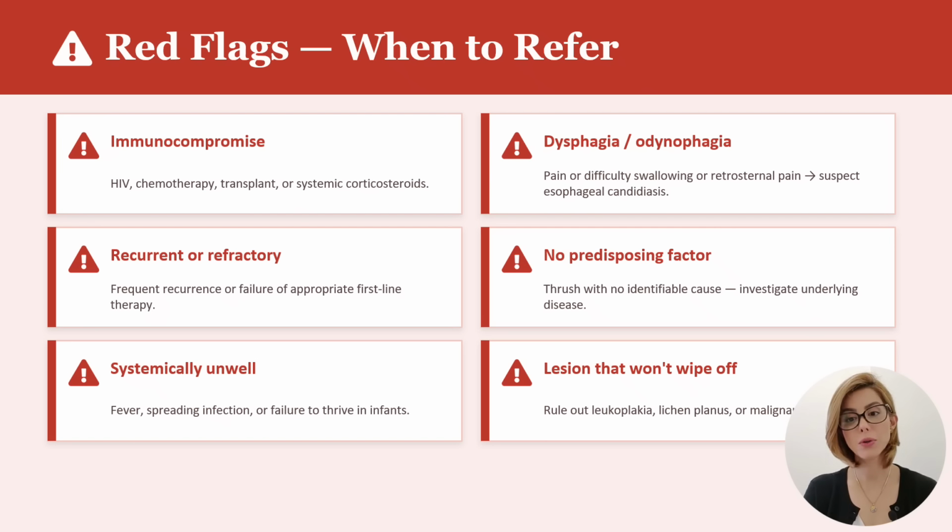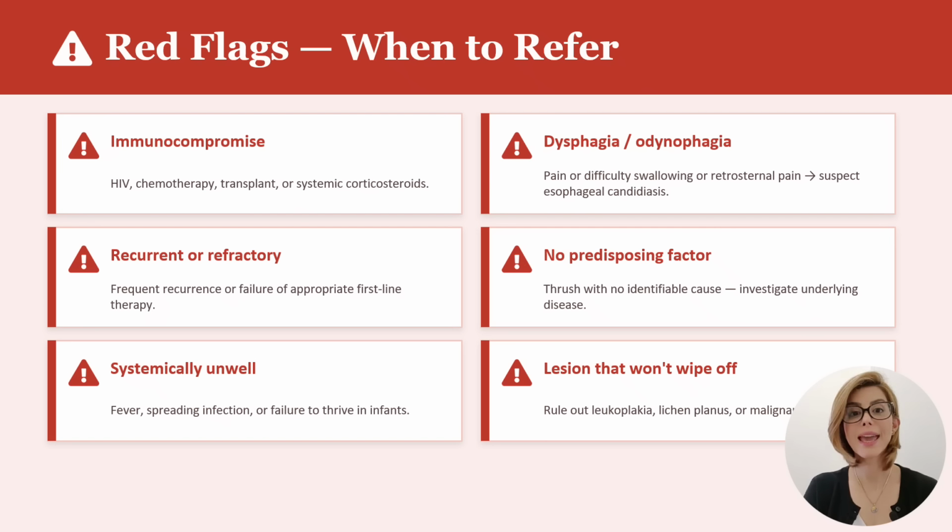First, immunocompromise: HIV, chemotherapy, transplant, or systemic corticosteroids. Second, any difficulty or pain with swallowing, or pain behind the breastbone. That raises concern for esophageal candidiasis, which needs systemic treatment and a physician. Third, recurrent or treatment-refractory cases.